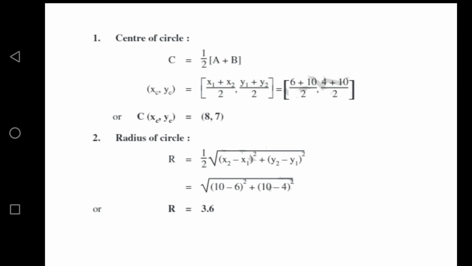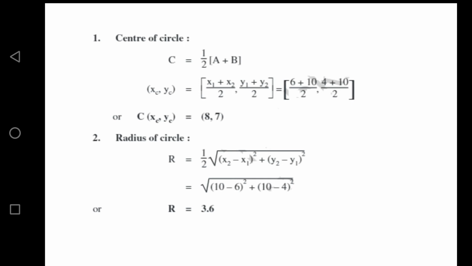So we know, as per the derivation of the parametric equation of the circle, that the center of the circle C is equal to half of P1 plus P2 if we have the endpoints P1 and P2. But here we have endpoints A and B. So the center is equal to half of A plus B. So XC, YC will be (x1 plus x2) by 2, (y1 plus y2) by 2. If we substitute the values of x1, y1 and x2, y2, we are going to get the center point at 8, 7.